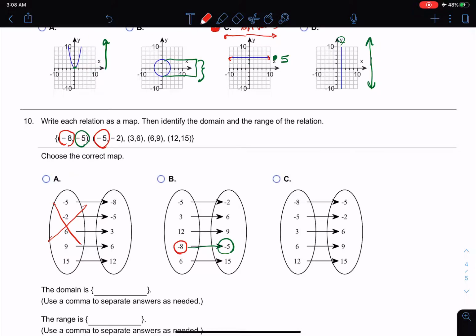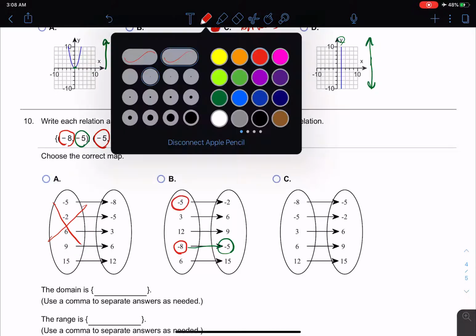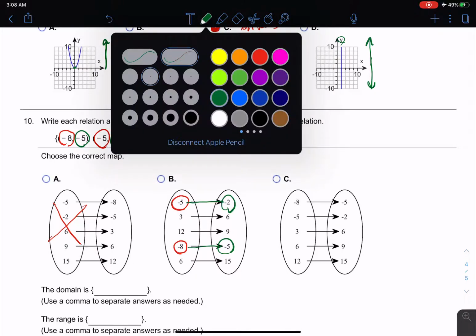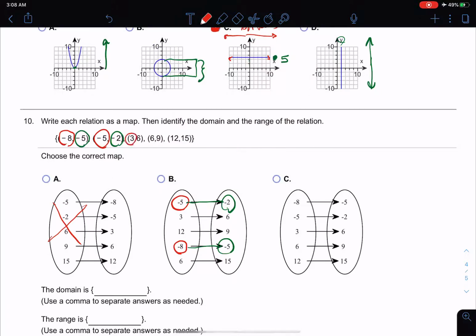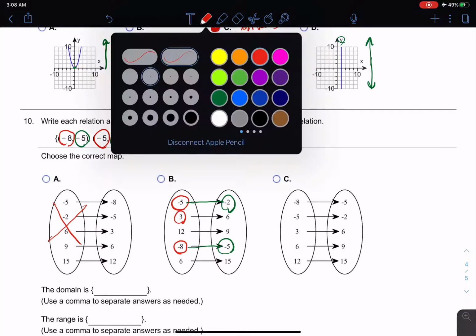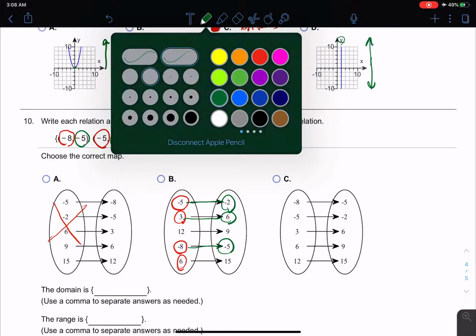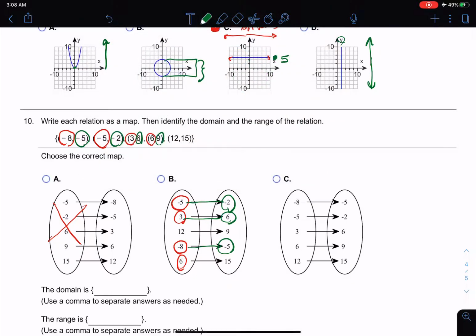-5. What does it go to? It goes to -2. And it certainly goes to -2. So far, so good. Getting excited. 3. According to this ordered pair, 3 has an output of 6. Looking good. Then we have 6. It has an output of 9. Whoops. That didn't work.